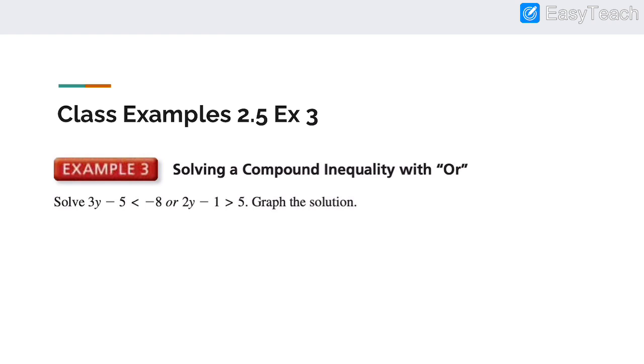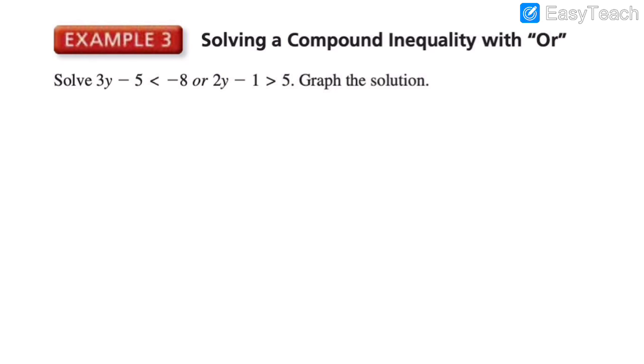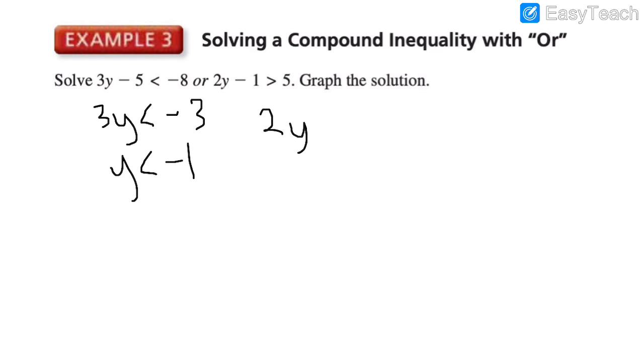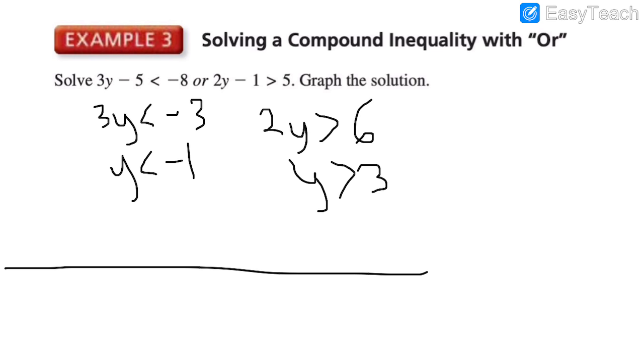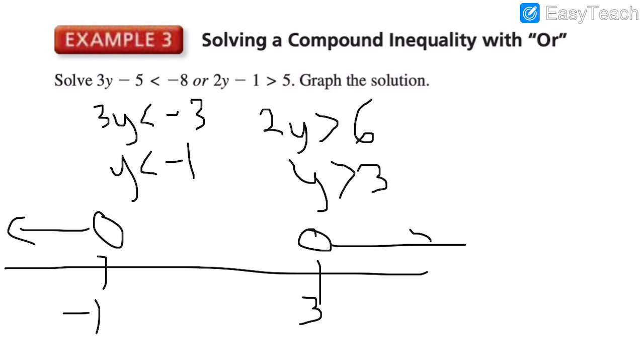All right, similarly with an "or" statement, you just solve it and then you work through. So let's see what that looks like. On the one on the left, we'd have to add the 5, so we'd be left with 3y is less than negative 3. And then y is going to be less than negative 1. For the one on the right, we add the 1, so we get 2y is greater than 6. Then y is greater than 3. So we have these two different numbers. We use both of those as the anchors, 3 and negative 1. It's going to be less than the negative 1. It's going to be greater than the 3.